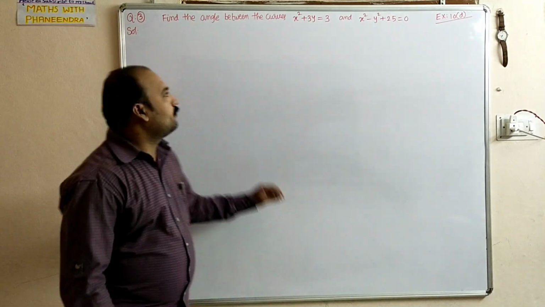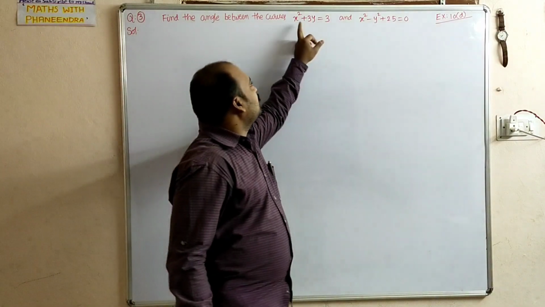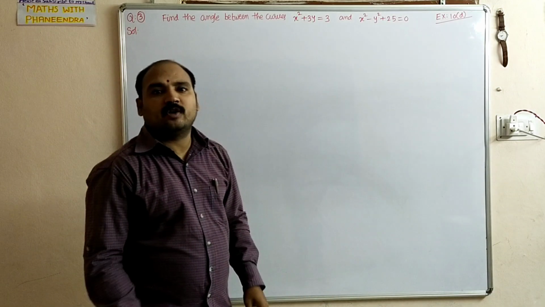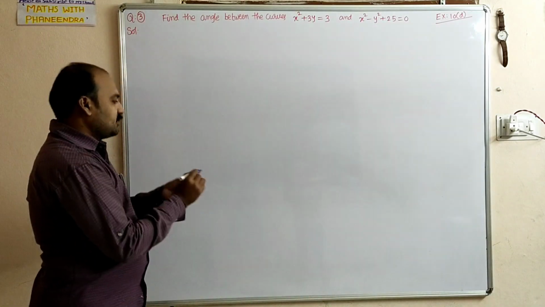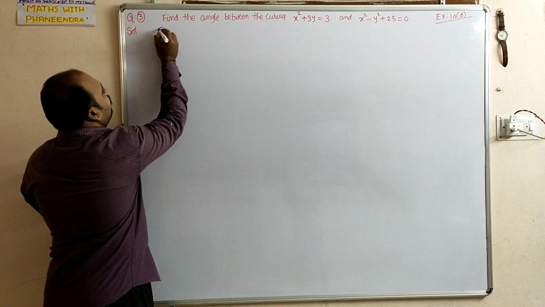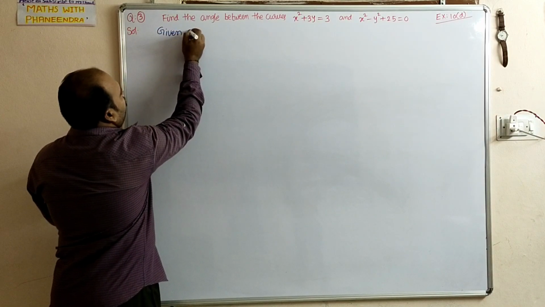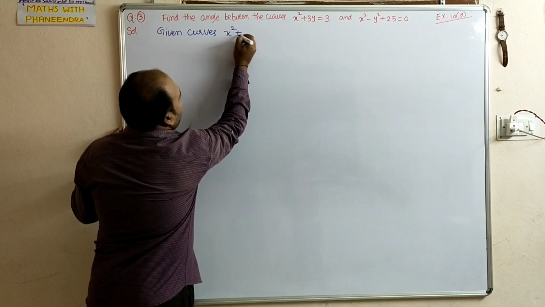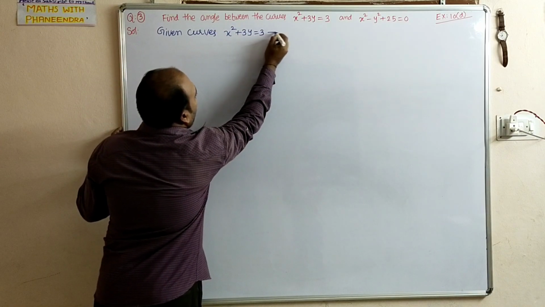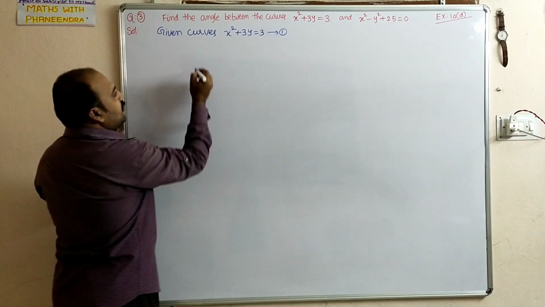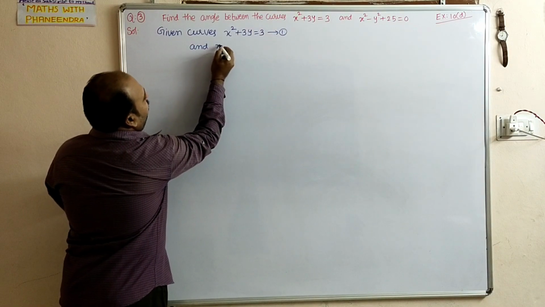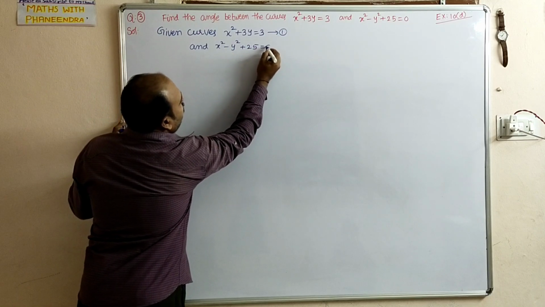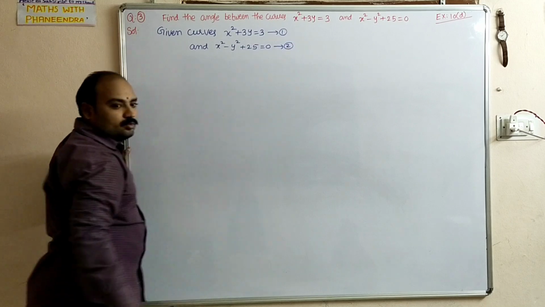The next question. Find the angle between the curves x square plus 3y equal to 3 and x square minus y square plus 25 equal to 0. See here, first step is given curves. x square plus 3y equal to 3, keep that equation number 1. And second curve, x square minus y square plus 25 equal to 0, equation number 2.